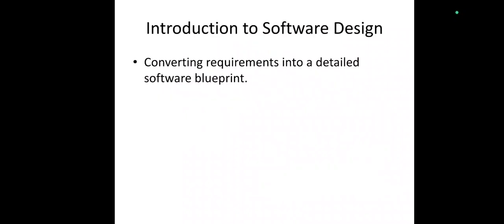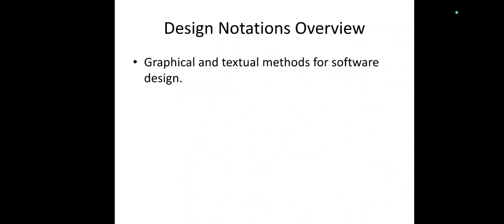Introduction to software design. Design notations are graphical or symbolic representations used to describe the structure and behavior of a software system. It is converting requirements into a detailed software blueprint. They help developers understand and communicate software design clearly. Need for design notations: visual representation of software structure and behavior. Design notations overview: graphical and textual methods for software design.